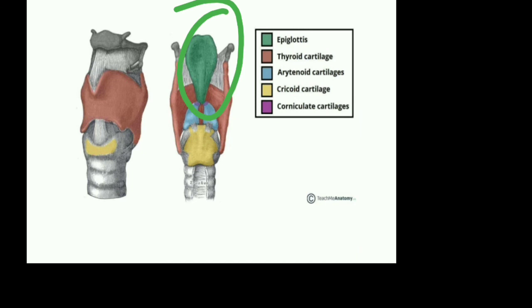It is a leaf shaped fibroelastic cartilage attached to the inner surface of the anterior wall of the thyroid cartilage. So, these are the cartilages, and blood and nerve supply to this larynx is by superior and inferior laryngeal arteries and by the thyroid veins and superior laryngeal nerves. So, this is about the larynx.